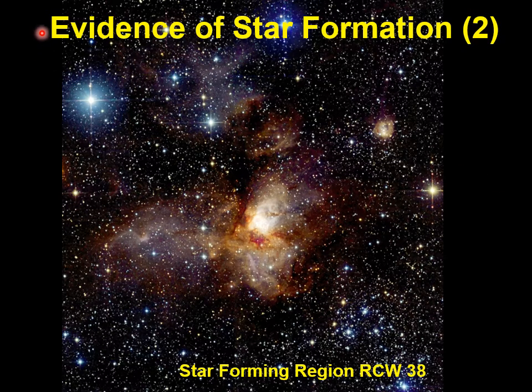Here's another image of a star forming region, and again, you can see the telltale markers. We see the gas and dust cloud here with the nebula. This is the raw material from which stars are forming, and we also see some new blue stars that tell us that some of these stars are newborn and relatively young in terms of cosmic time, and so these stars are the ones that have been born out of this nebula.